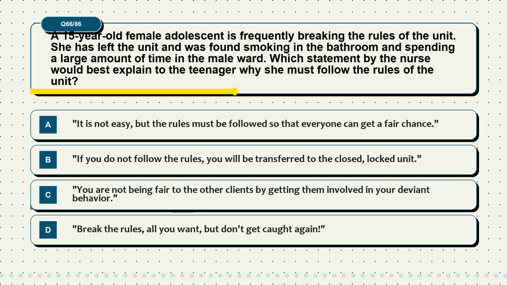Option A. It is not easy, but the rules must be followed so that everyone can get a fair chance. Option B. If you do not follow the rules, you will be transferred to the closed, locked unit. Option C. You are not being fair to the other clients by getting them involved in your deviant behavior. Option D. Break the rules all you want, but don't get caught again.